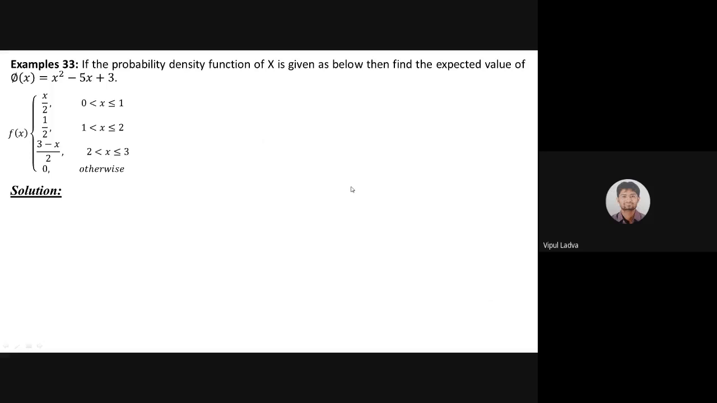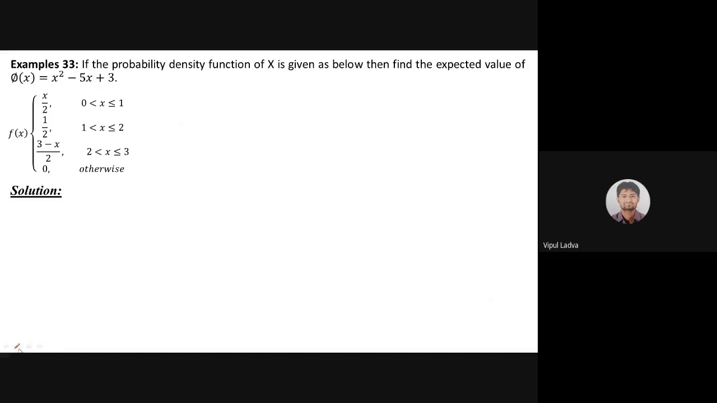Yes, a kind of quality question, I can say. One more is that once go through the instruction. If the probability density function of x is given as below, then find the expected value of phi of x, which is x square minus 5x plus 3. And observe the f of x. Observe the f of x. My f of x is just a kind of monster over here.